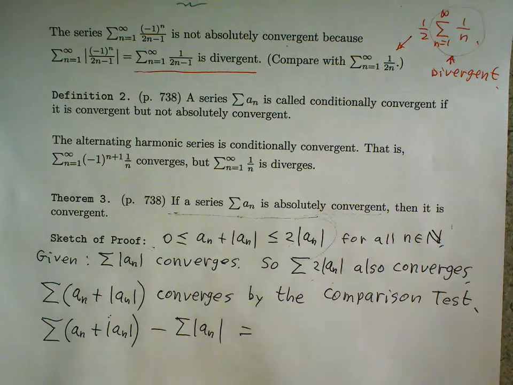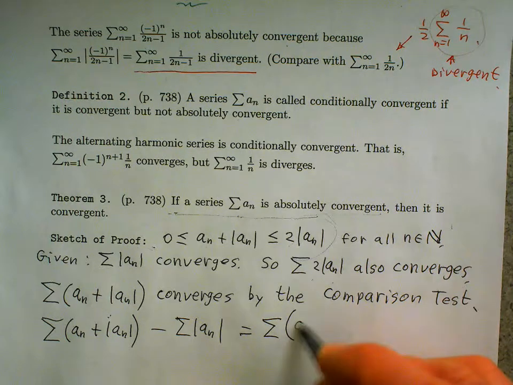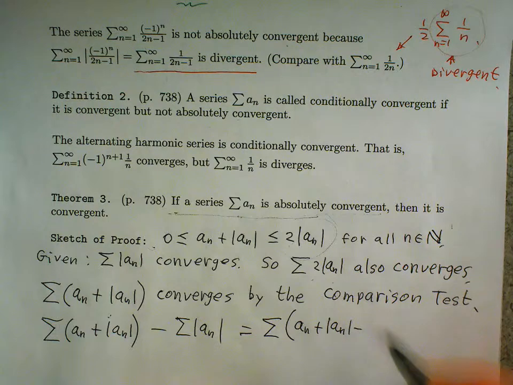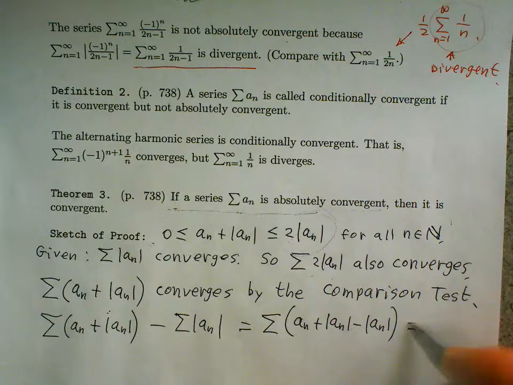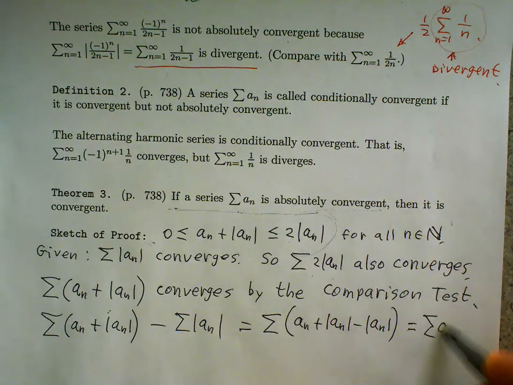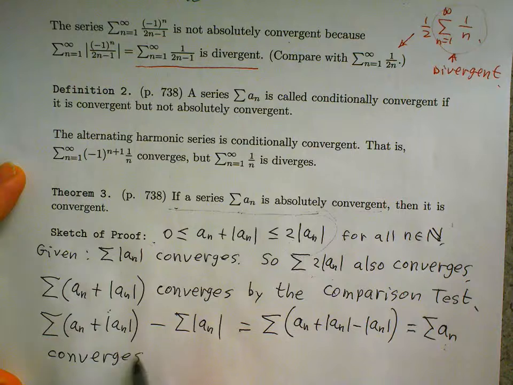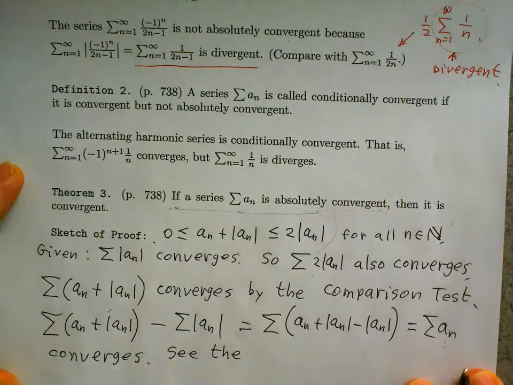But in that theorem, it says that you can write that as a single series. So we have a sub n plus the absolute value of a sub n minus the absolute value of a sub n. But that just simplifies to the series of the a sub n terms. So this converges. See one of the theorems in section 11.2.